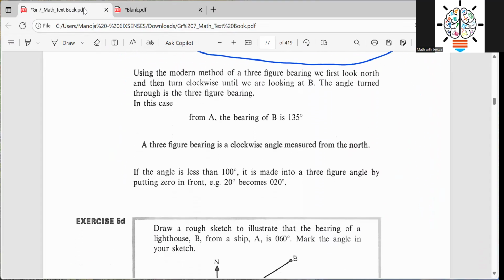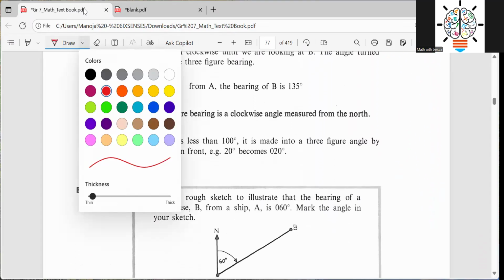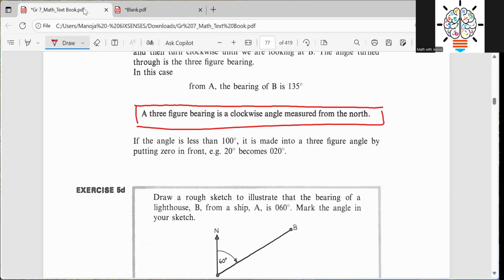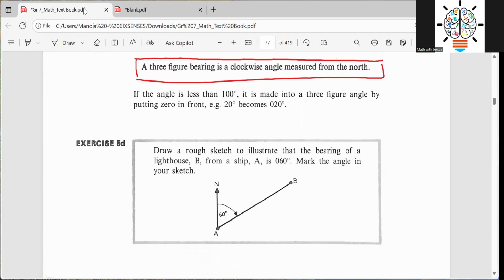Then we'll see that this is the most important thing. You can write this: a three-figure bearing is a clockwise angle measured from north. So far, that is what we explained, so it's there. And look at the example. This is how it appears in your exam paper.